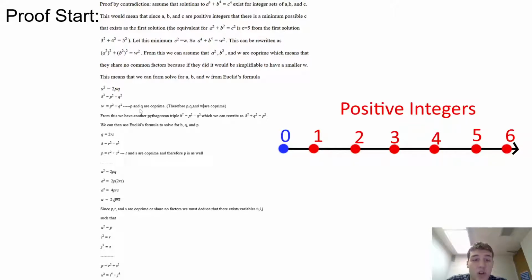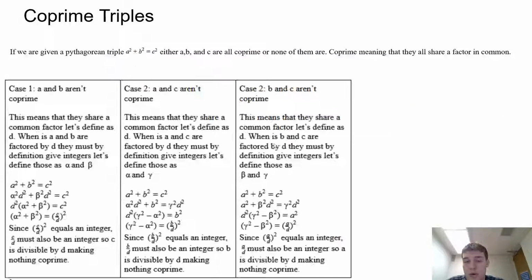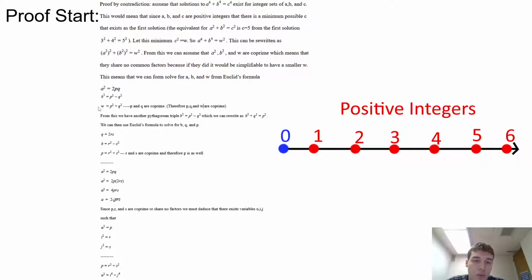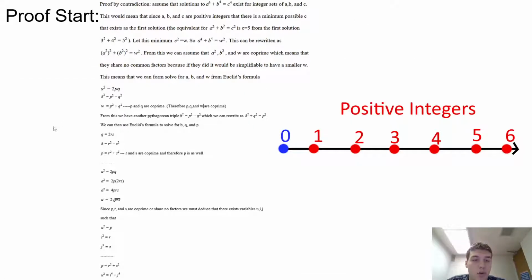We know that p and q are coprime because when we look at this, n and m must be coprime. When we take p and q from w, they are also coprime. Therefore, p, q, and w are coprime, from looking at the coprime triples, where we said that they're all coprime or none of them are coprime. We can obviously see another Pythagorean triple right here, b squared equals p squared minus q squared, which we can write as b squared plus q squared equals p squared to look more familiar.